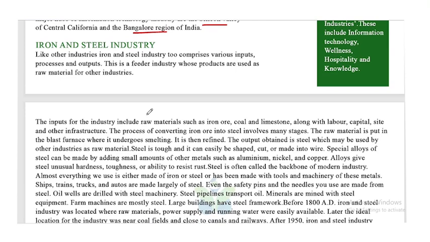Now, moving forward, iron and steel industry. Like other industries, iron and steel industry too comprises various inputs, processes and outputs. This is a feeder industry whose products are used as raw material for other industries. The inputs for the industry include raw materials such as iron ore, coal and limestone along with labor, capital, site and other infrastructure. Okay, so these are the raw materials for iron and steel industry: the iron ore, coal, limestone, then labor, capital, site and other infrastructure.